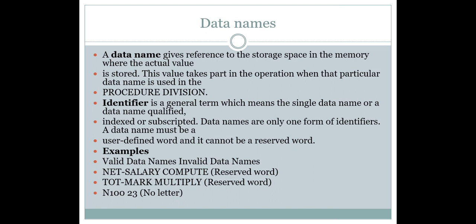The valid data names are net-salary, which is a valid data name, and total-mark, which is also a valid data name. And then we have some more words like compute and multiplied. These are reserved words, so they must not be used as data names. These are some of the examples related to the usage of data names in your COBOL programming environment.